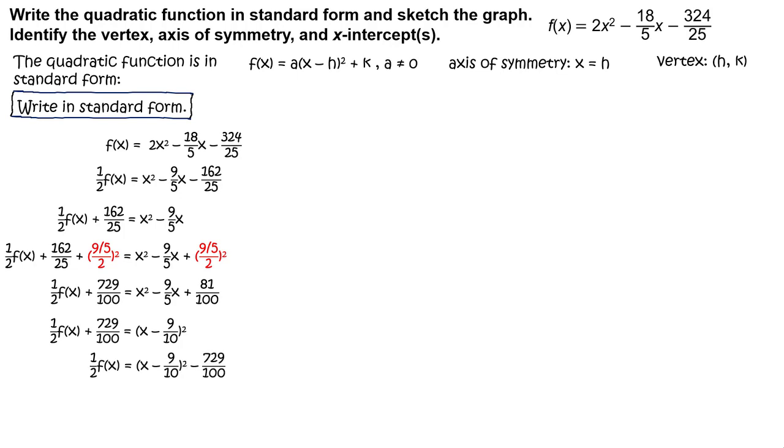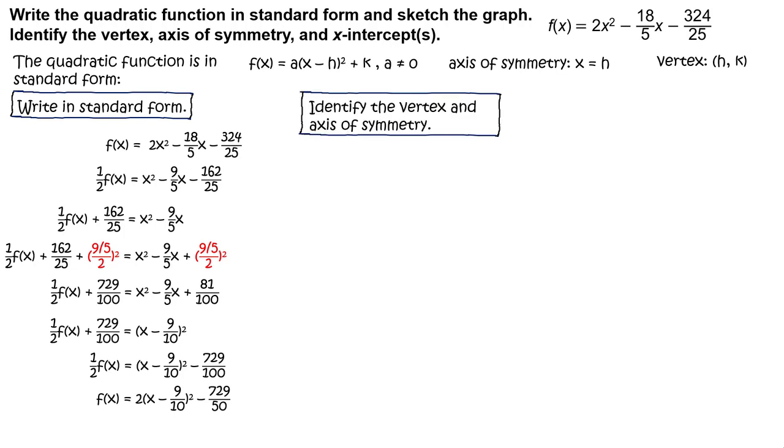Subtract 729/100 from each side of the equation to get 1/2 f(x) = (x − 9/10)² − 729/100. Multiply each side of the equation by 2 to get f(x) = 2(x − 9/10)² − 729/50. Now you're ready to identify the vertex and axis of symmetry.